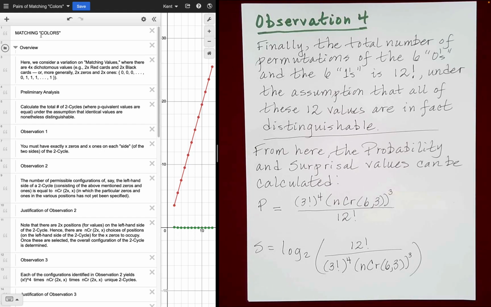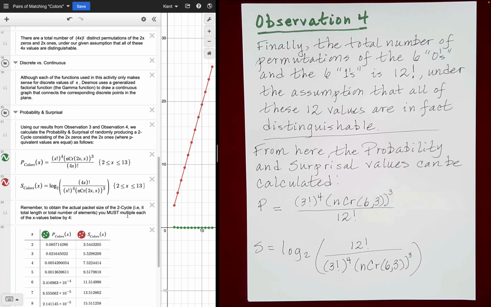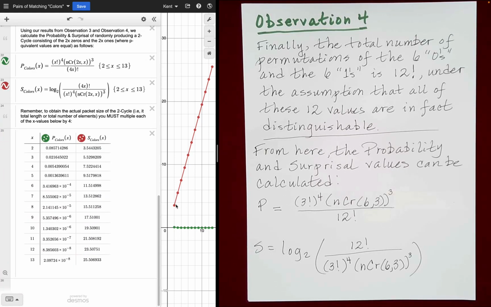I should also point out that I have a graph here of the probability calculations, of course, down here. They go towards 0 very quickly, and we can see that in the table. And then the surprisal values climb quite quickly.